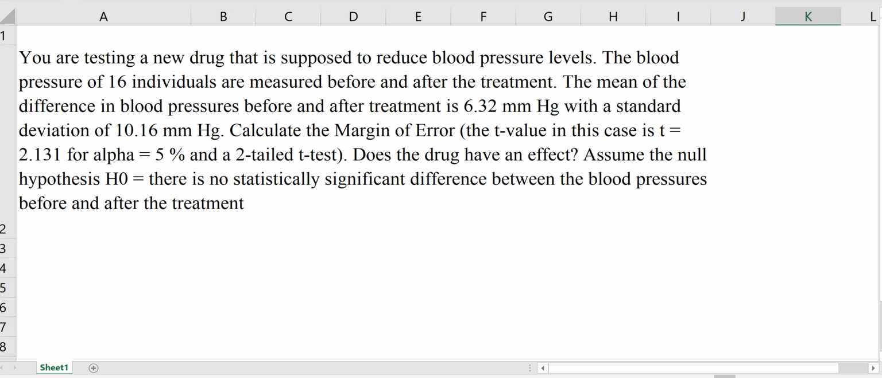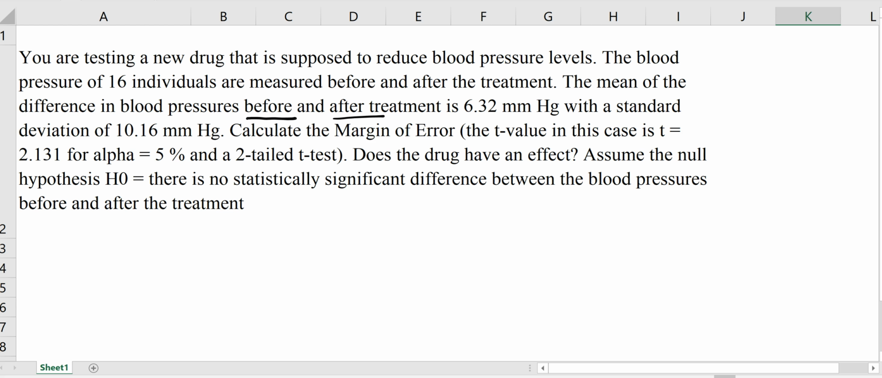In this example, we have carried out a comparison where we looked at some measurements before and after a treatment. So this indicates that we had a two-sample paired t-test. And we want to know whether there is a statistically significant difference between the before and the after treatment. And in this case, we are not asked to calculate a p-value. We can make a decision whether there is an effect by calculating the confidence interval.